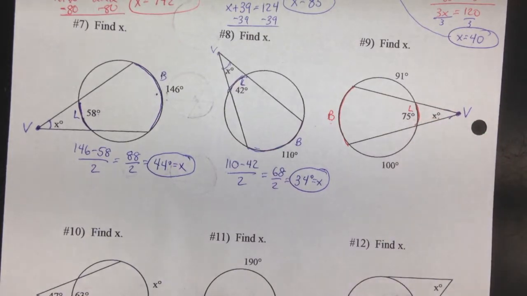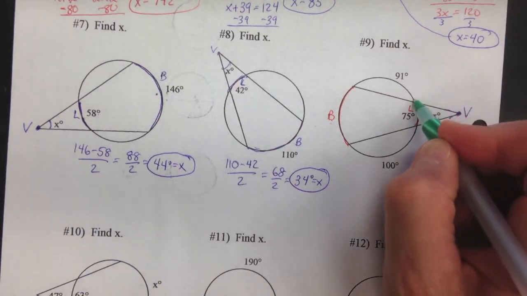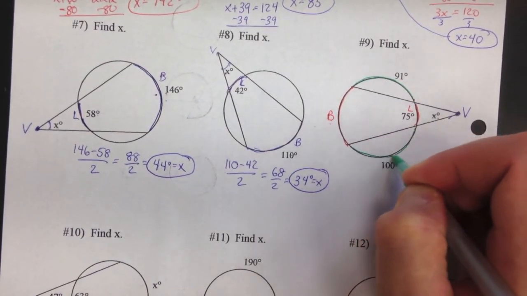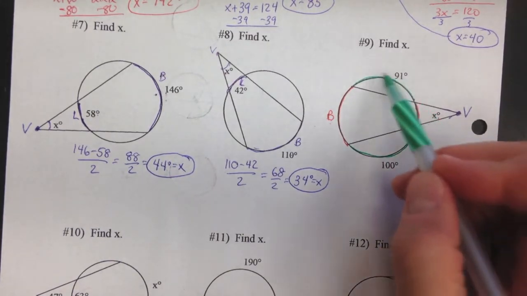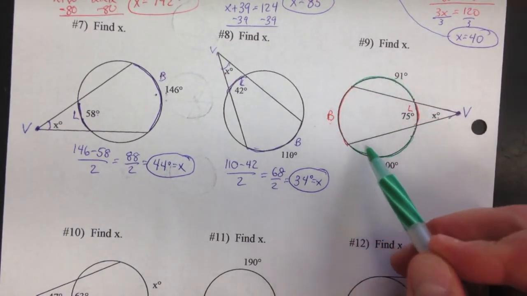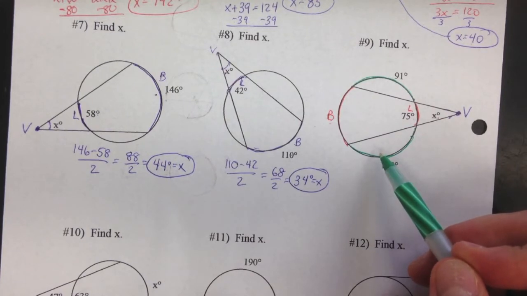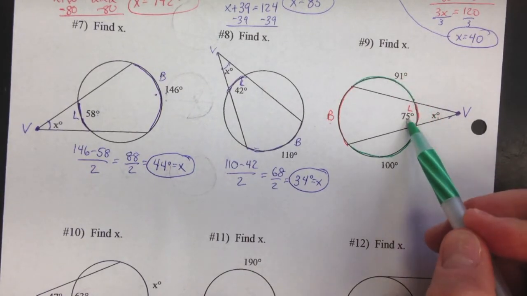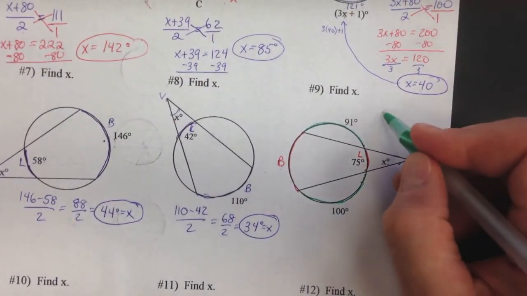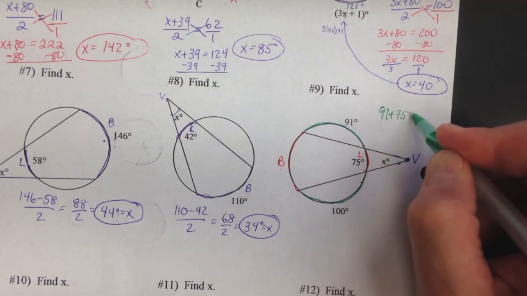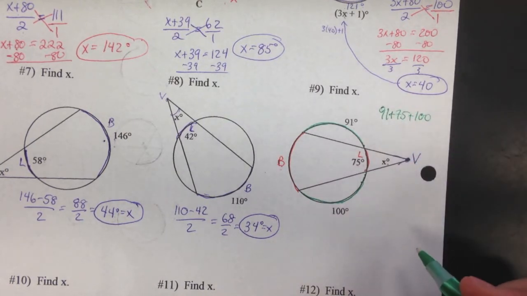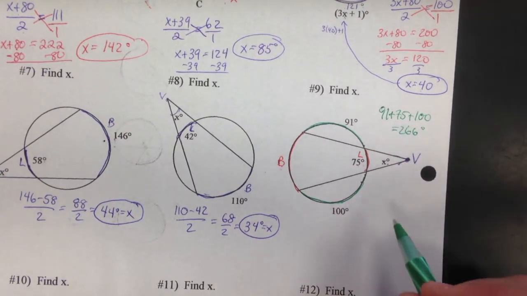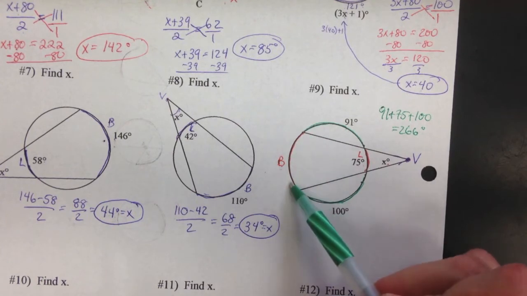Now you'll notice that they do give you some other information though. They do tell you this arc here is 91. This arc here is 100, and think about all the arc measure of a circle. All the arc measures always 360. So if we add the arcs that we already know, 91, 75, and 100. Okay, so let's add those up. 91 plus 75 plus 100 is going to give us 266 degrees. Now we're looking for the big arc. That's what's left over.